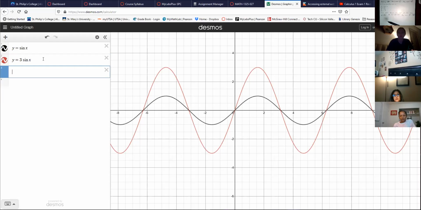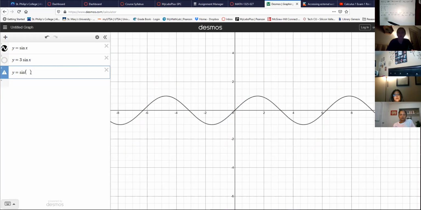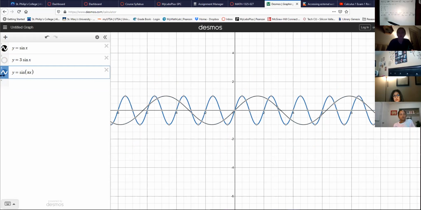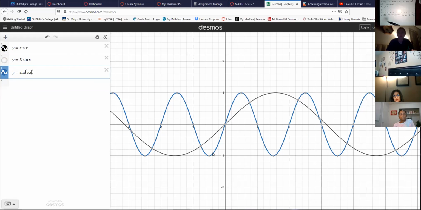Now, what did the pi x do? If we look at the original, I'm going to turn off the red one for now. If I look at the original and pi x, the blue one, see how the period has changed? We said that the coefficient of the x affects the period. So you can see it's pi times faster.